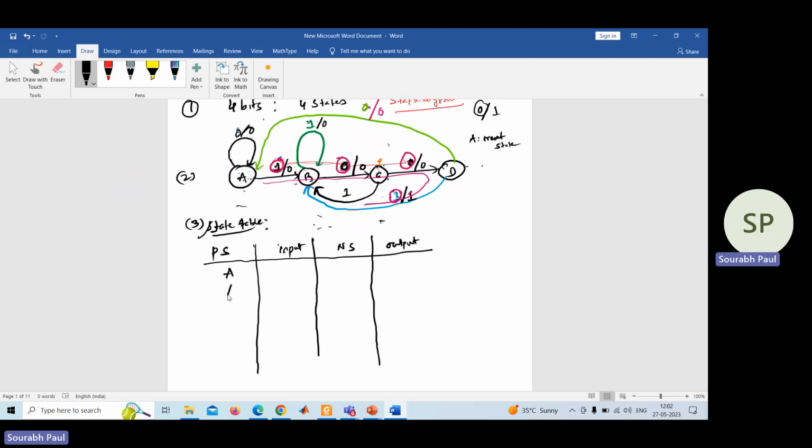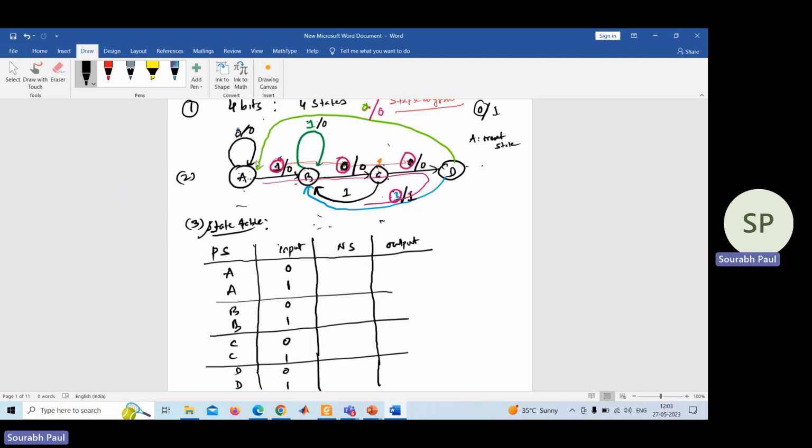Why? I will tell you. A you need to consider twice. B you need to consider twice. Each of the states you need to consider two times. C two times, D two times. Now the question is why? Because in each case you can have the input of 0, you can have the input of 1.